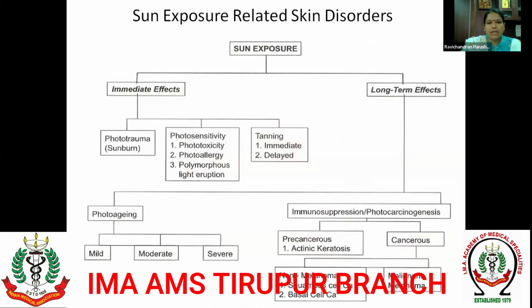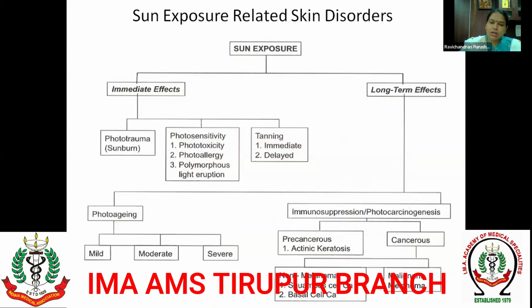When we come to the part of sun exposure, what are the conditions that can be affected? The immediate effects are sunburns, photosensitivity, phototoxicity, photoallergy, and polymorphic light eruptions. On the pigmentary side, it can lead to tanning. That can be an immediate tanning or a delayed tanning. A long-term effect of sun exposure is photoaging.